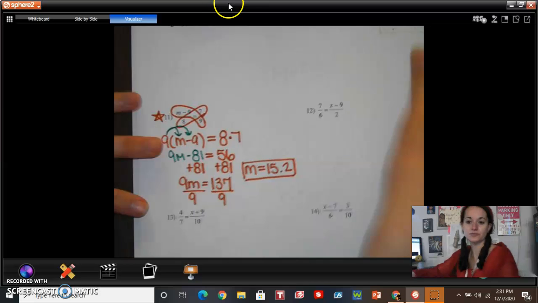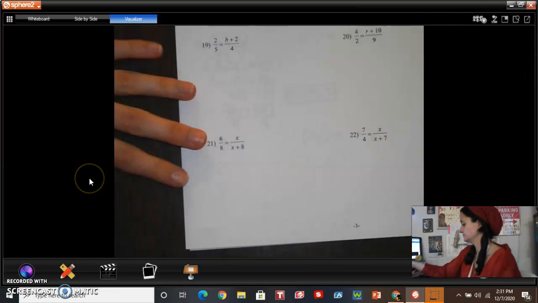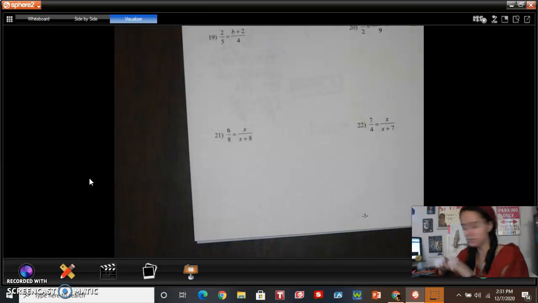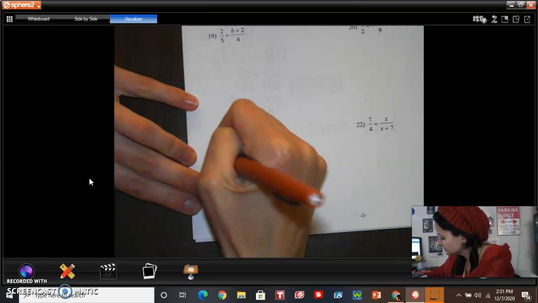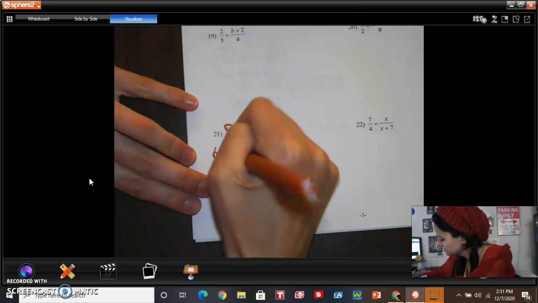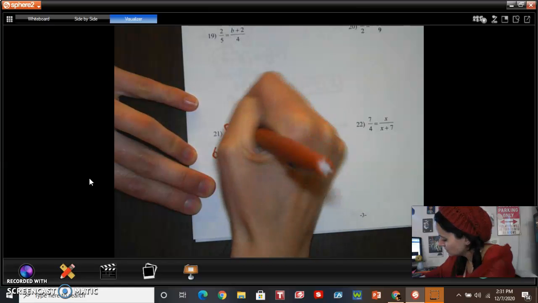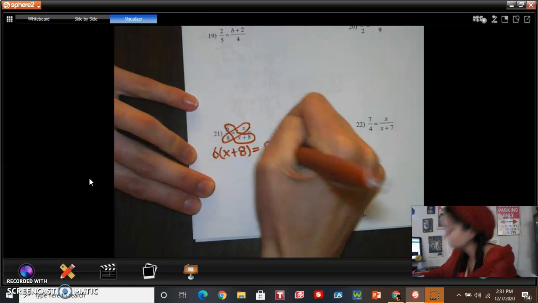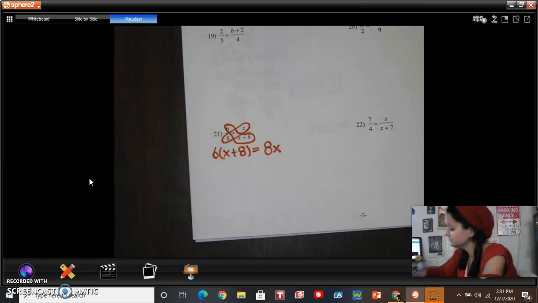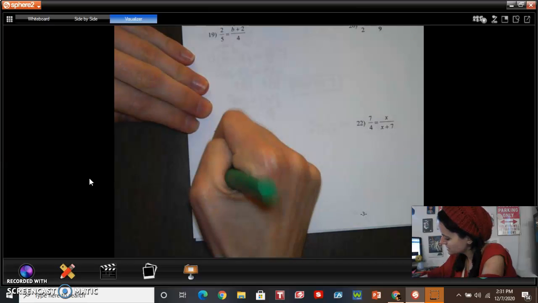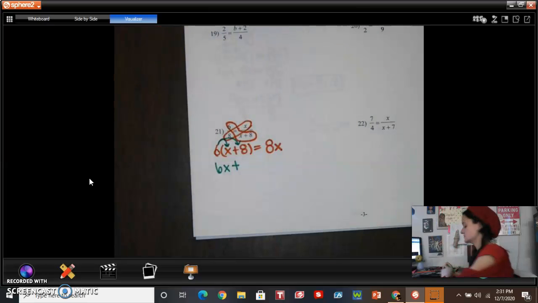All right, one more example for you. This is what you missed on Zoom. We're going to look at number 21. Again, cross multiplication will be occurring. So 6 is going to multiply by x plus 8, and then 8 is going to multiply by x. All right, again, we have a set of parentheses, so distributive property is occurring. So we've got 6x plus 48, I do believe.